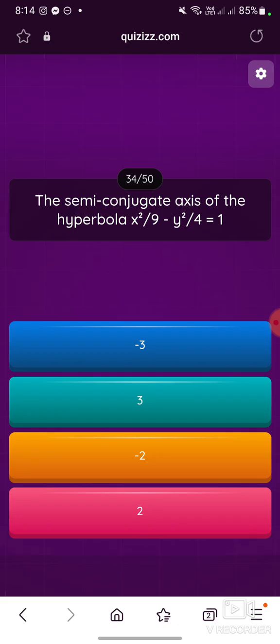The semi-conjugate axis of the hyperbola x squared divided by 9 minus y squared divided by 4 equals 1.